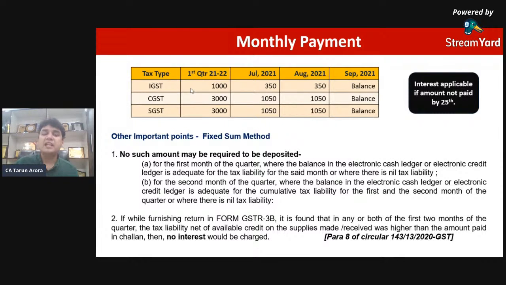Plus if it later turns out that July's liability was not 350 but 500, and August's liability was not 350 but 400, so in both months my liability was higher and payment is lower, even then you are not required to pay any interest. Again sir, it is not written in Section 50, it is written in para 8 of your circular, and that is because they have given you a fixed option method. They have given you a mechanism that you opt for a 35% mechanism. Since it is part of the law, they cannot charge interest.